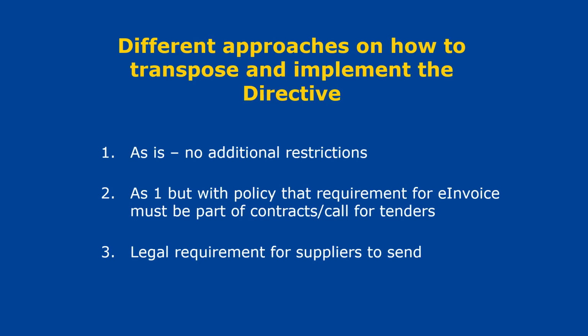And then we have a third group of countries which have legal requirements on the suppliers to send. So for example, Denmark, Italy, Sweden, Spain, Croatia, and more countries, where paper invoices are forbidden, essentially. You have to send electronic invoices.